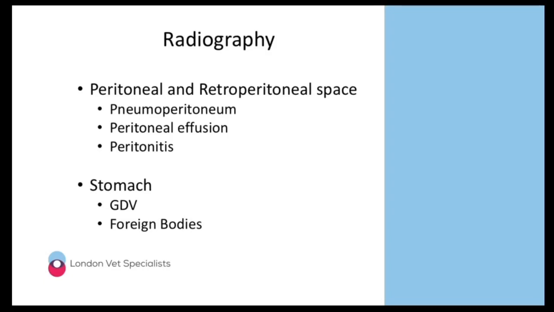We'll start by looking at the peritoneal and retroperitoneal space. And when we're looking at those structures, we're really looking to diagnose things like pneumoperitoneum, the presence of peritoneal effusion, and/or a peritonitis. We'll look a little bit at the stomach, and we'll talk about how we can confidently diagnose GDVs, so gastric dilation and volvulus, and gastric foreign bodies.